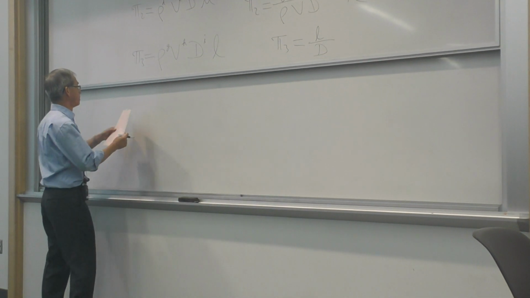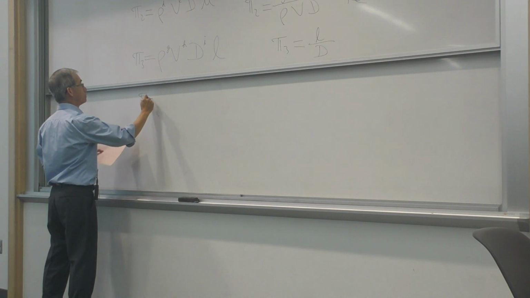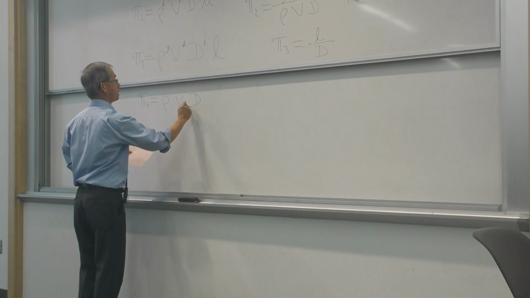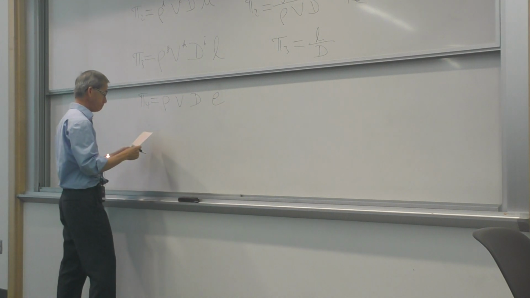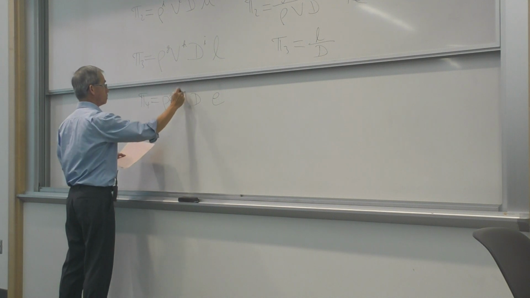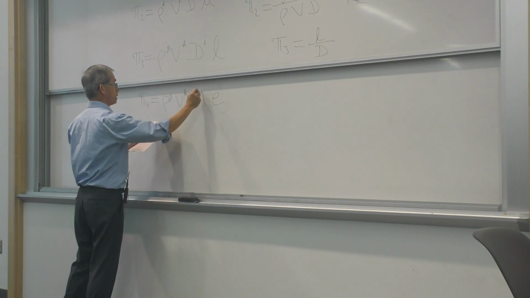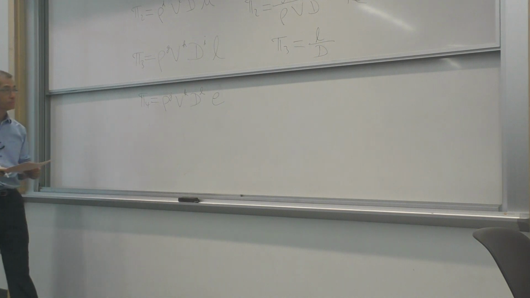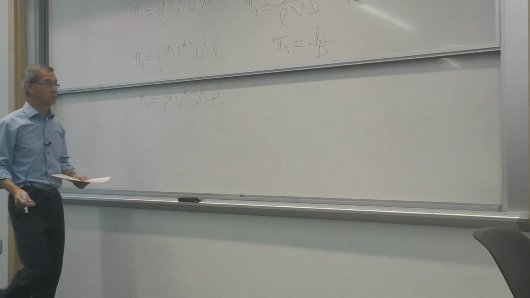Pi 4, same old, same old. Now with the roughness. And then 3 equations for J, K, L. And again, the answer, we know it.